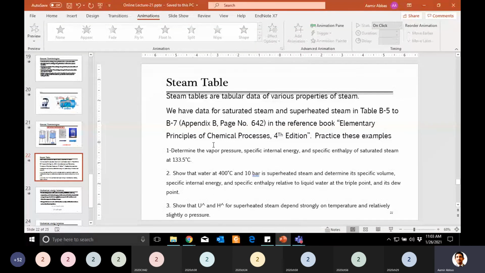So I will show you this table from where you can find these enthalpy values and this stuff tomorrow, because I think the time is already over.